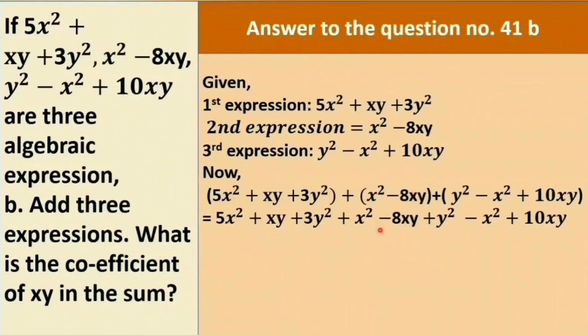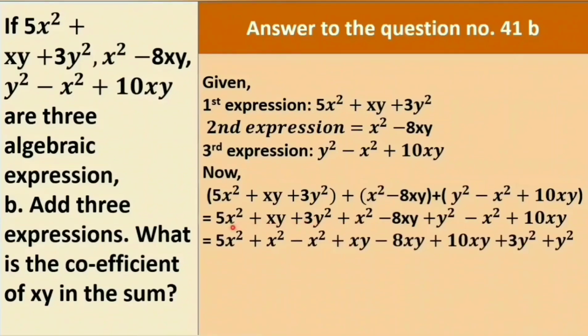Why? To calculate it. As there is a plus sign between the expressions, there will be no change of sign, because plus and plus makes plus, plus and minus makes minus, again plus and plus makes plus, plus and minus makes minus, and plus and plus makes plus. So the same sign that was in the question will remain. Now we will just separate the similar terms. See here, after 5x square, I have written the similar terms of 5x square, that is plus x square and minus x square. Then here I have written xy, and the similar terms of xy, that is minus 8xy and plus 10xy from here.